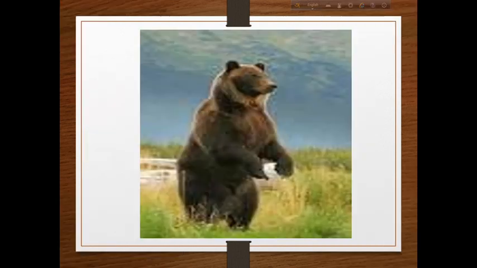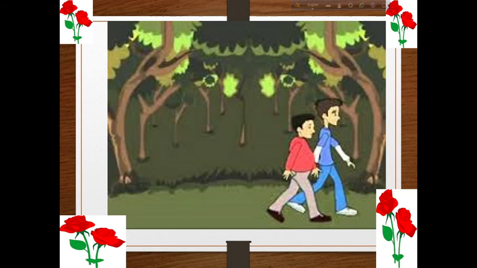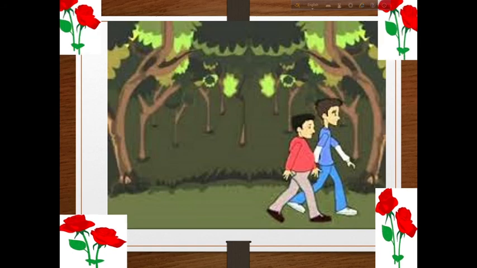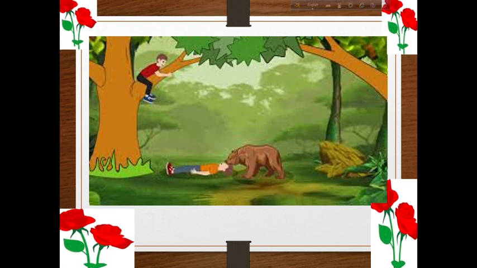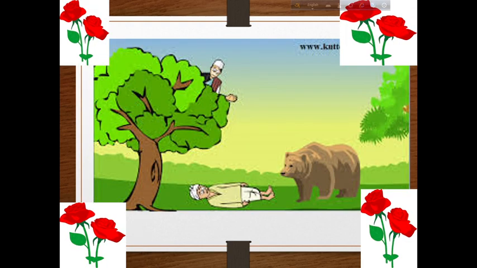What do you see in the picture, dear learners? This is the bear, and two friends were passing through a forest. The bear seems to attack a friend, and one friend climbed up a tree. Dear learners, look at the other picture. One friend is looking at the friend lying on the grass, and the bear is about to turn back.